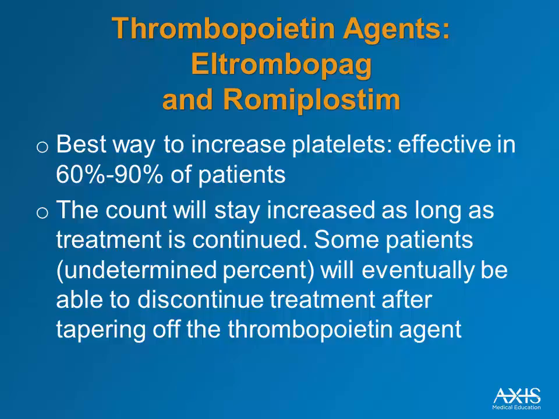These will be effective in even 60 to 90% of difficult refractory patients like the one just described who didn't respond to either rituximab with dexamethasone or splenectomy. In general, the count will only increase as long as treatment is continued. Some patients may be able to discontinue treatment and taper off the agent, but it's not clear how many or how to select the ones that it will be.